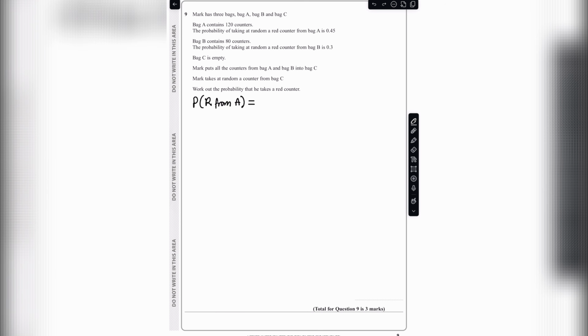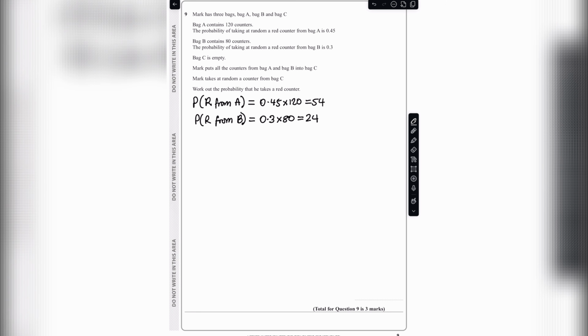So the number of red counters Mark takes from bag A is 0.45 multiplied by 120, and that gives us a value of 54. And the number of red counters from bag B is 0.3 multiplied by 80, and that gives us a value of 24.